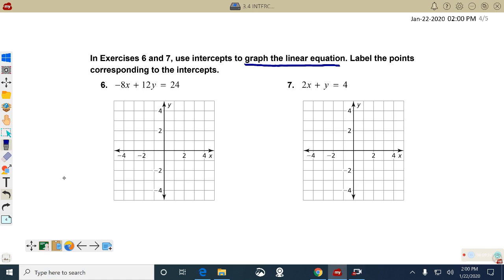Here we go. X-int, short for x-intercept. Wherever I see y now, I'm replacing it with 0. Remember, that's what the bullet said. So let me rewrite the equation. Wherever I see y, replace it with 0. Negative 8x plus 12 times 0 equals 24. Negative 8x equals 24. I'm just going right to the next step because 12 times 0 is 0. It disappears. Now let's get x alone.